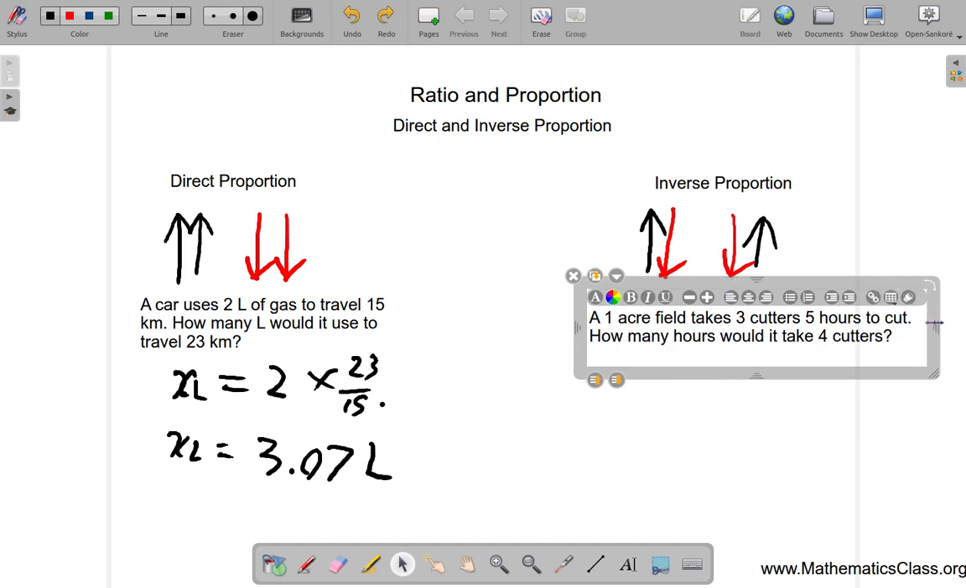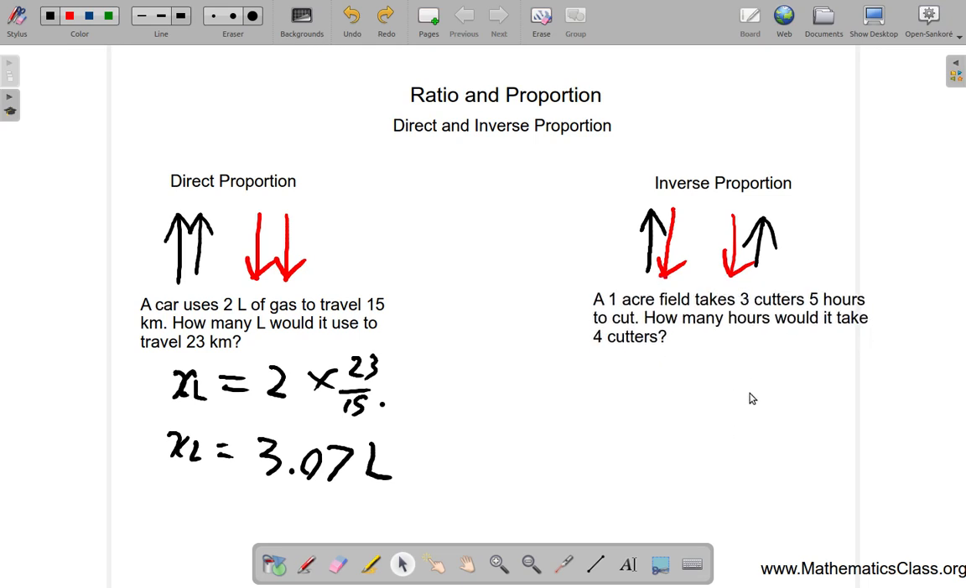Now, you can see what's happening here. The more persons with weed whackers you get, could be weed whackers, maybe they use machetes to cut some of the larger shrubs, whatever the case is. The more of them you get to cut the same amount of land, the same size field, the quicker they will finish, the shorter the time they will have to work. So that's an inverse proportion. You increase the number of cutters, you decrease the time. Alright?